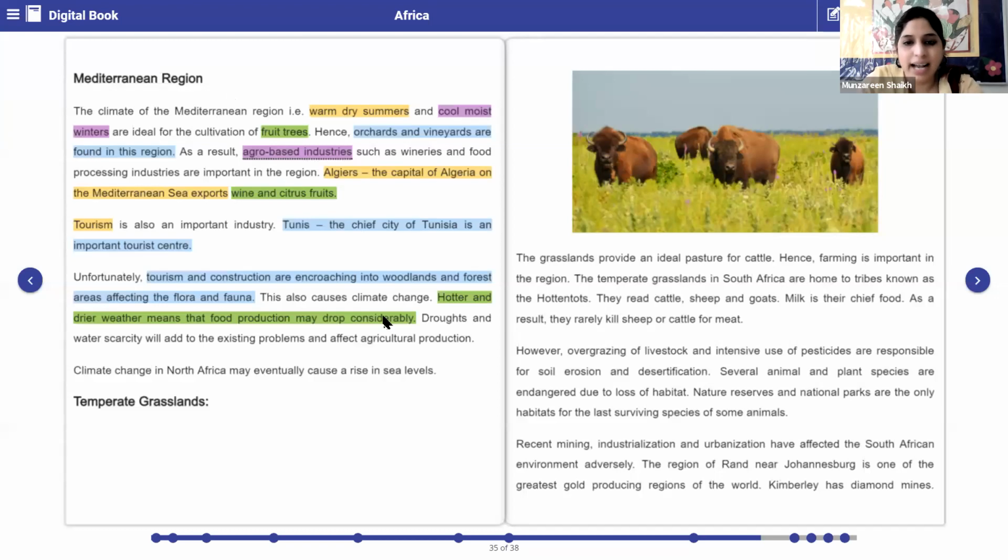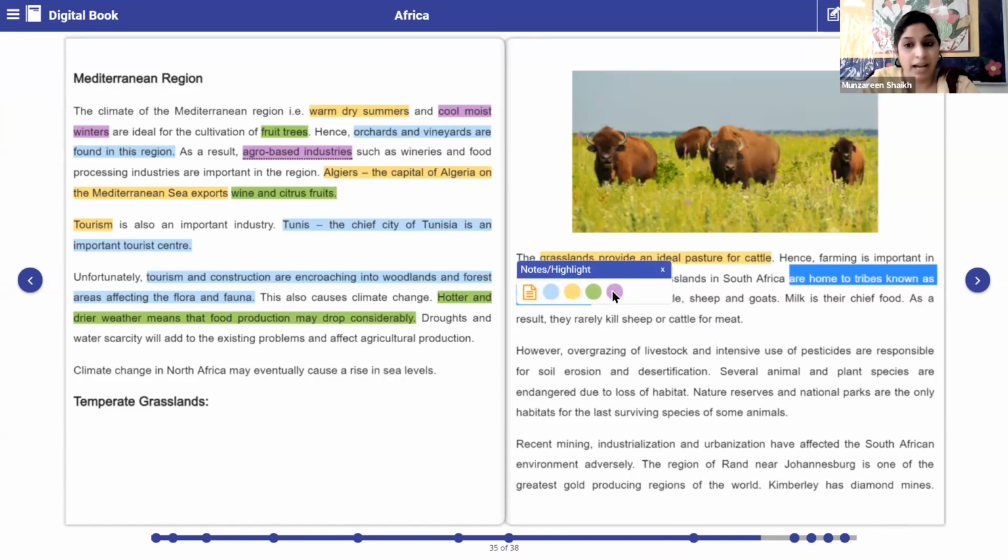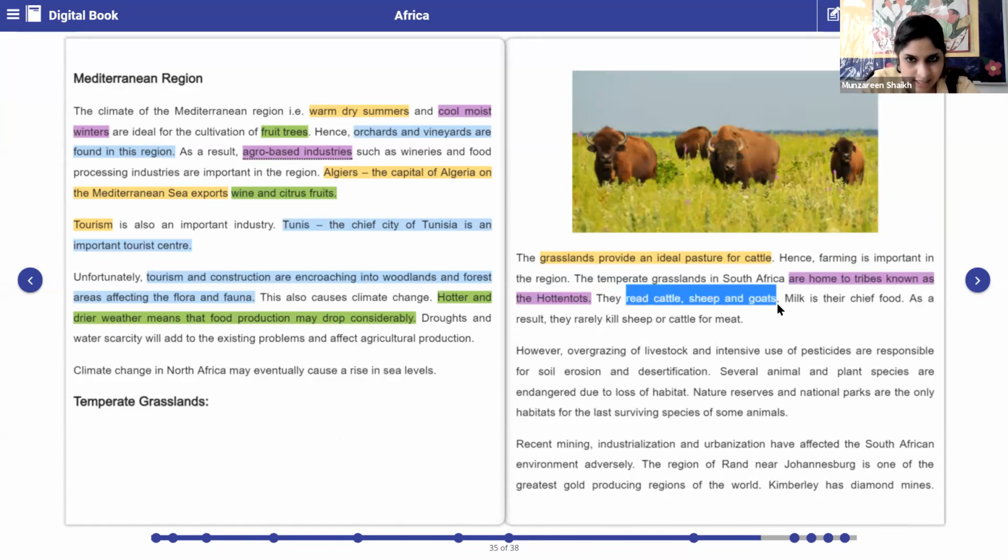Okay. Now, temperate grasslands. The grasslands provide an ideal pasture for cattle. Hence, farming is important in this region. The temperate grasslands in South Africa are the home to tribes known as Hottentots. They rear cattle, sheep, and goats. Milk is their chief food. As a result, they rarely kill sheep and cattle for meat. However, overgrazing of livestock and intensive use of pesticides are responsible for soil erosion and desertification.